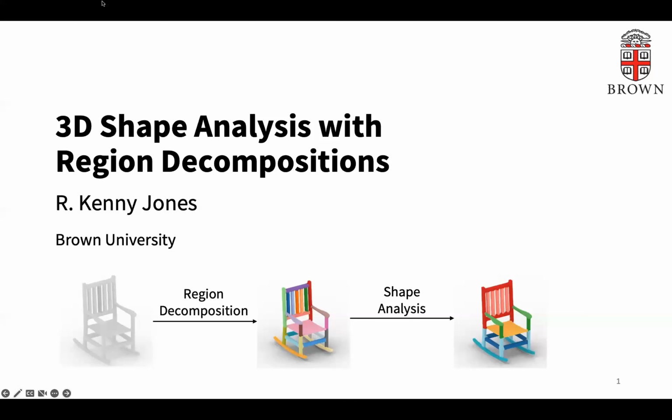Kenny Jones is a fourth-year CS PhD from Brown University, advised by Professor Daniel Ricci, and he is broadly interested in machine learning and AI techniques to better understand and represent 3D data. So recently, he's been working on combining explicit symbolic representations, for example, programs, and neural methods in order to generate, analyze, and edit 3D shapes.